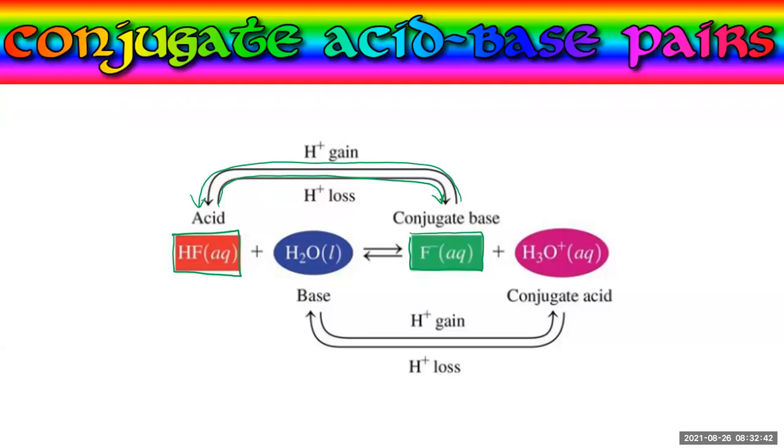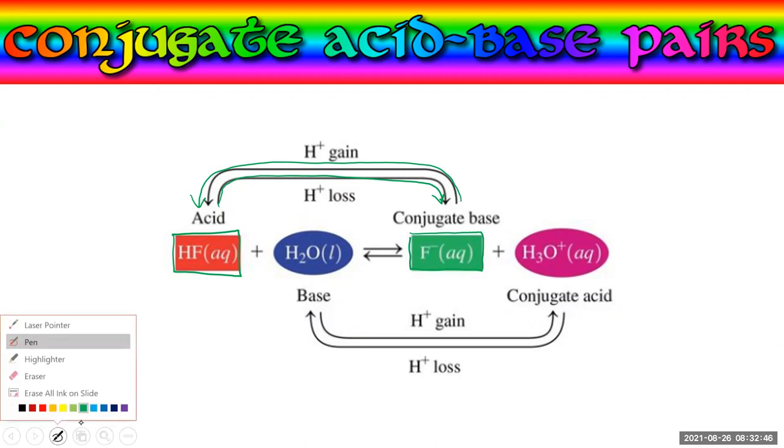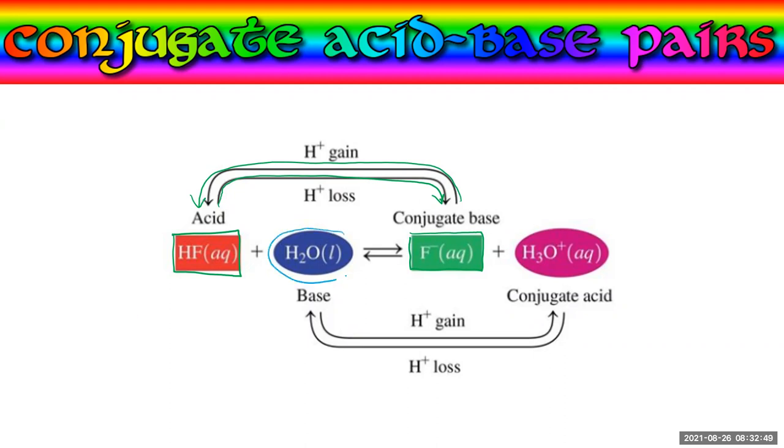There are always two conjugate acid-base pairs in a reaction. Water here is acting as the base. So here's water, and its conjugate acid is the hydronium ion. When water gains H+, you get the hydronium ion, and when the hydronium ion loses H+, you get the water molecule. So you've got your conjugate acid and your conjugate base.